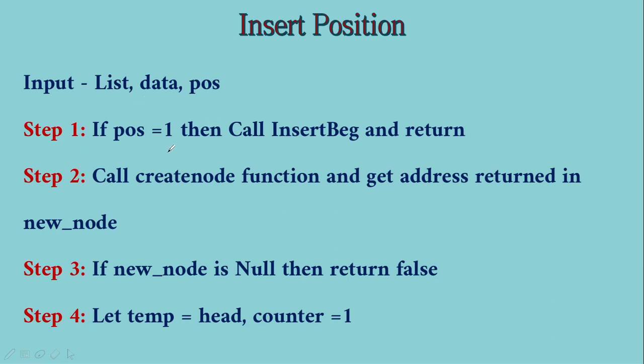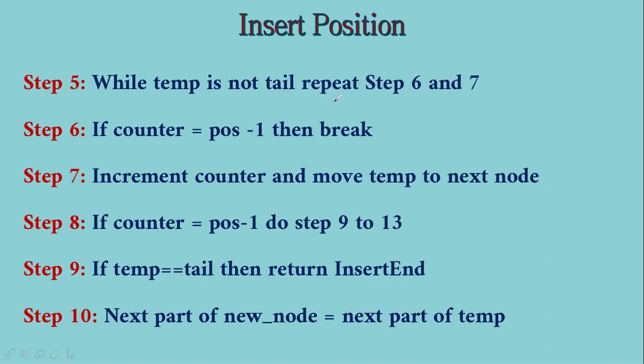In step number 1, we are checking if position is 1. You are going to call insert beginning and return. Otherwise, you are going to create a node using the create node function. Check whether create node is successful, otherwise return false. And then if the node is successfully created, make temp point to the first node and initialize counter equal to 1. You are going to move temp while it is not pointing to the last node. You are going to repeat steps number 6 and 7. In 6, we are checking whether we have reached the node at position -1. In that case, you will break, otherwise increment the counter and move the temporary pointer.